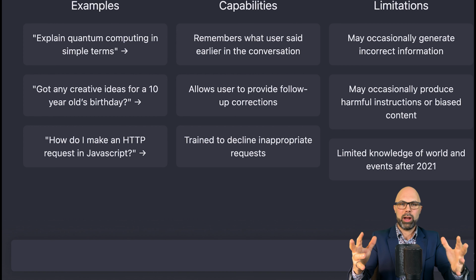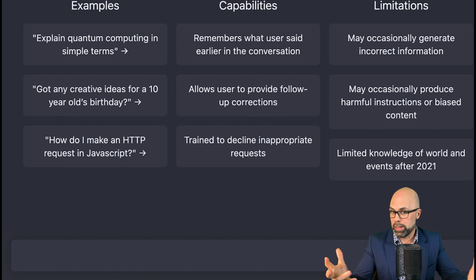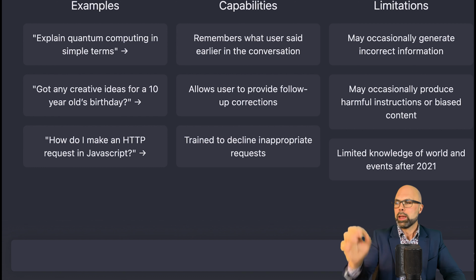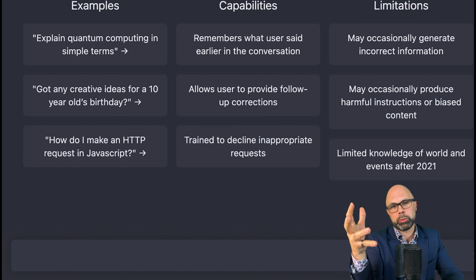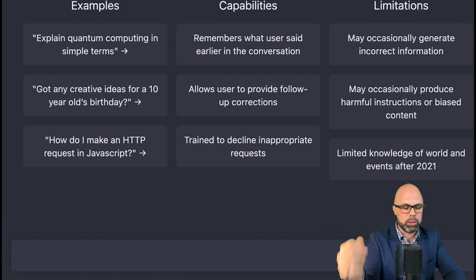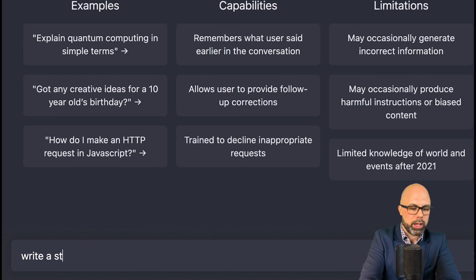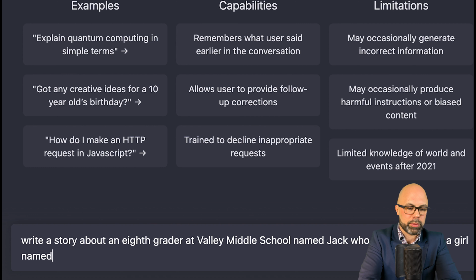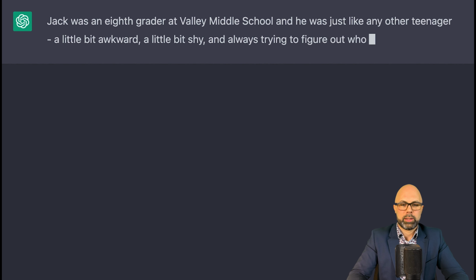So good. Now let's try a short story, right? We haven't done that yet. Let's write a story and see how that goes. So I don't want to mention my actual school, so let's make up a school called Valley Middle School. Write a story about an 8th grader at Valley Middle School named Jack who falls in love with a girl named Veronica, borrowing on the Archies a little bit. See what happens. A little bit shy.